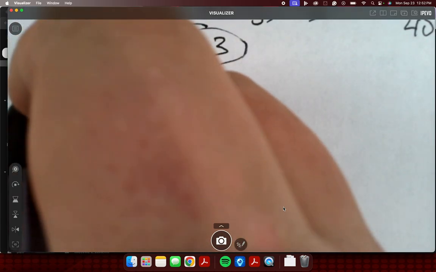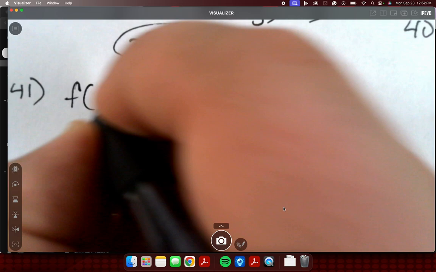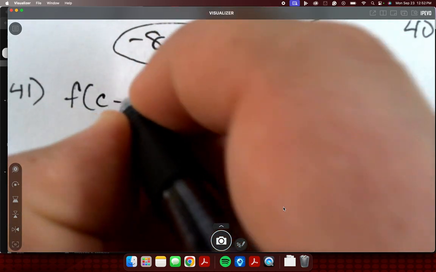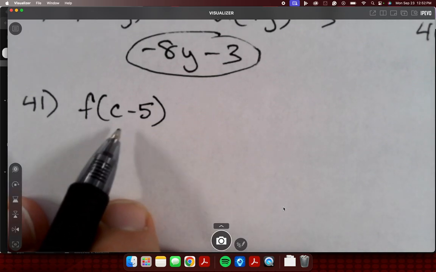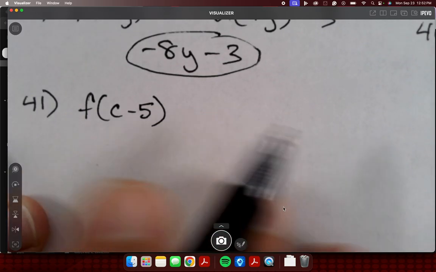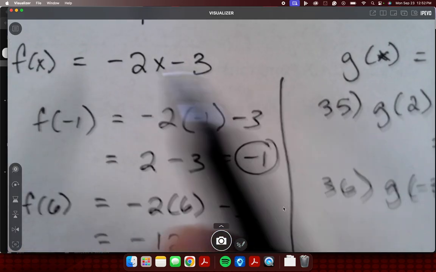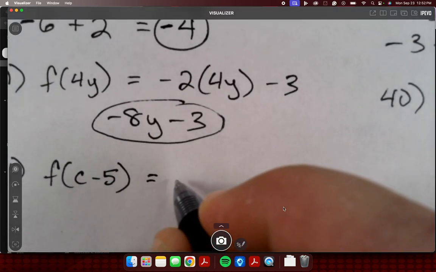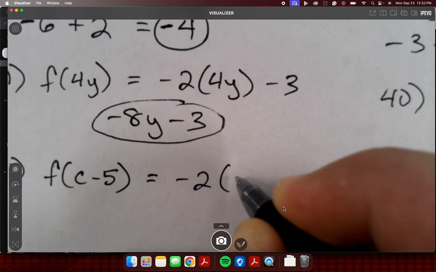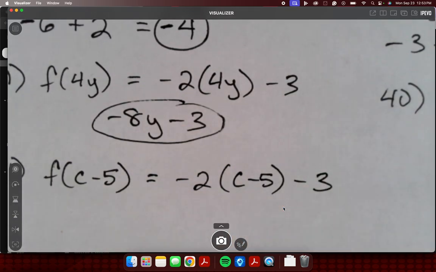Okay, last one. 41 tells us to plug c minus 5 into the function f. So we are going to take what's in this parentheses, c minus 5, and replace the x that's in f of x with that. So I do -2, and I replace the x with c minus 5, and subtract 3.